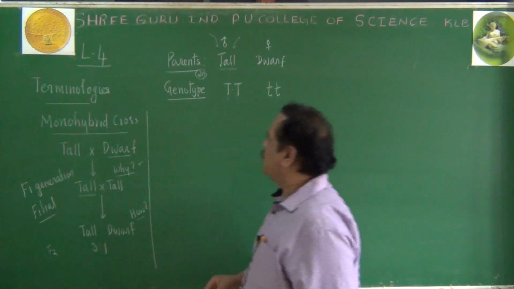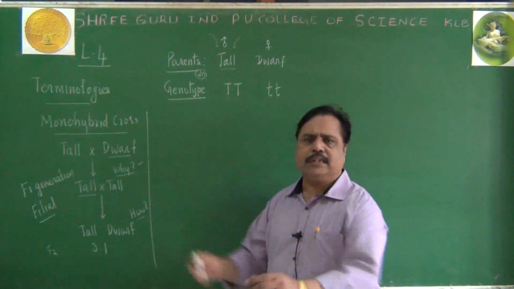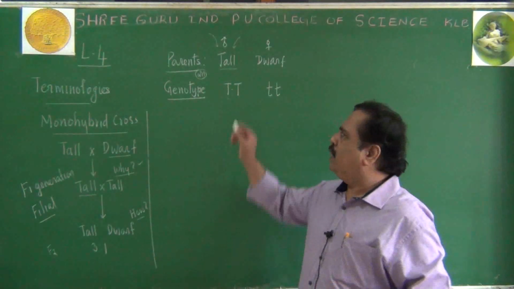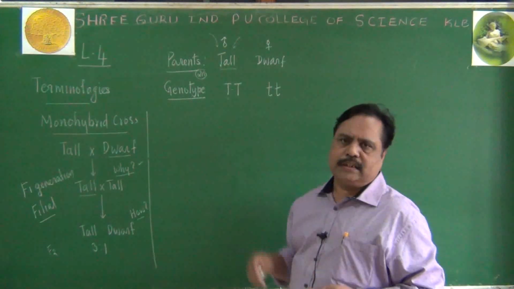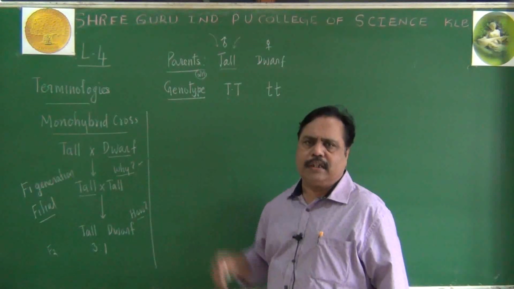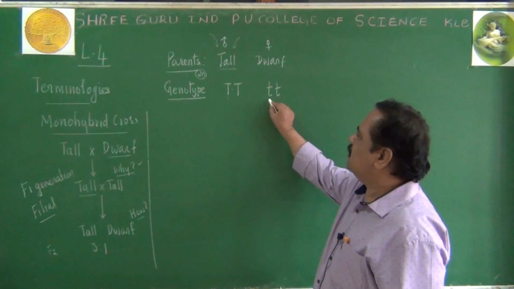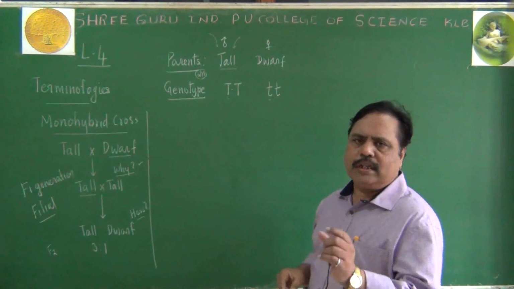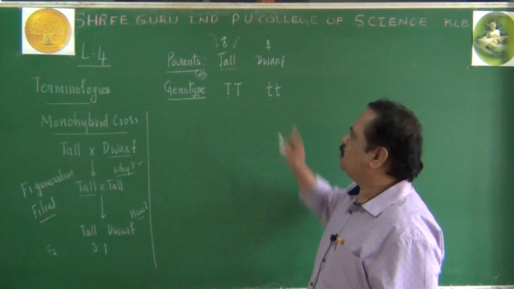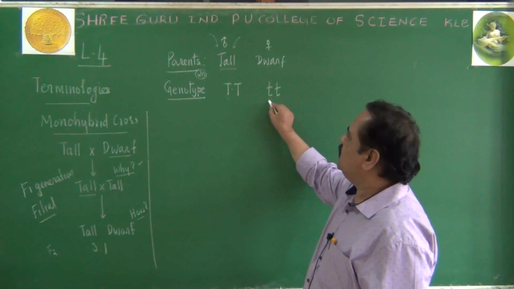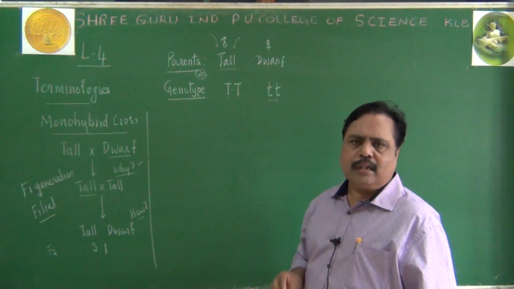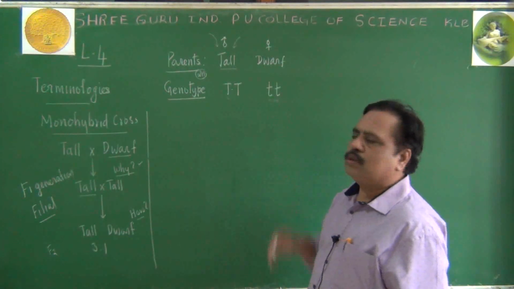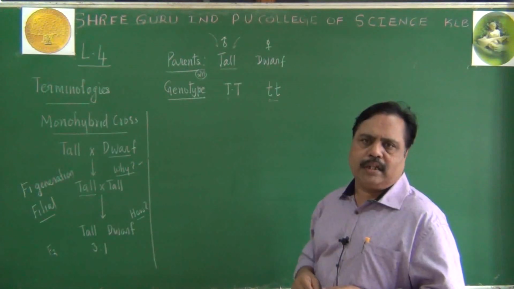So in the F1 generation, dwarfness did not appear. When it did not appear, it must be recessive. Okay, it is a recessive or hidden gene, we can say. For that recessiveness, we use the lowercase letter, small t here. So dwarfness is written as small t. Again the question, why must there be two small t? Only one small t can be enough.